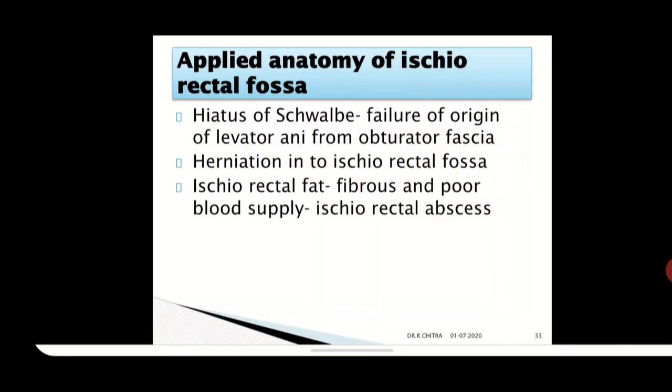Applied anatomy of the ischiorectal fossa: failure of origin of levator ani from the obturator fascia. If there is no pelvic diaphragm above this fossa, that is called the hiatus of Schwalbe, and there will be herniation of the pelvic contents into the ischiorectal fossa. This ischiorectal fossa has fat which is fibrous and has poor blood supply, which will cause an ischiorectal abscess.